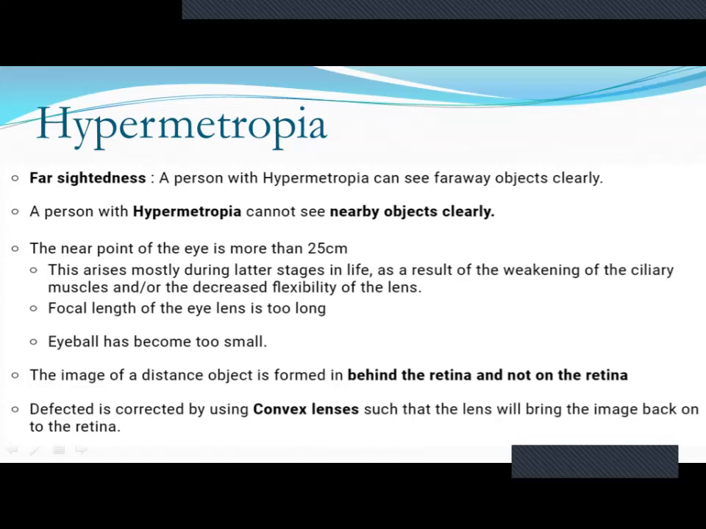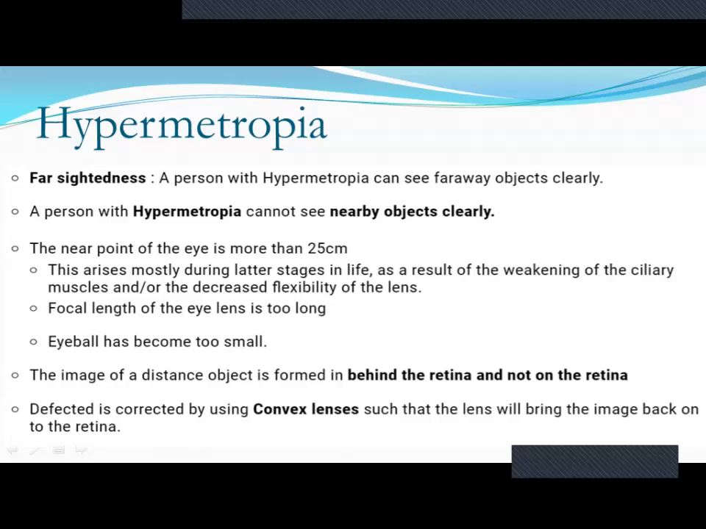And we have already discussed that the near point of our eye is more than 25 centimeters. This arises mostly during later stages in our life. Later stages means when we grow. As a result of weakening of the ciliary muscles and other defects in the flexibility of the eye lens, the focal length of the eye lens becomes too long. The focal length, instead of short, becomes too long. The eyeball can also shrink. Shortening or shrinking of the eyeball makes it too small. These are all the problems happening in hypermetropia. These are all the causes for the defect. Okay, these two points are very important.